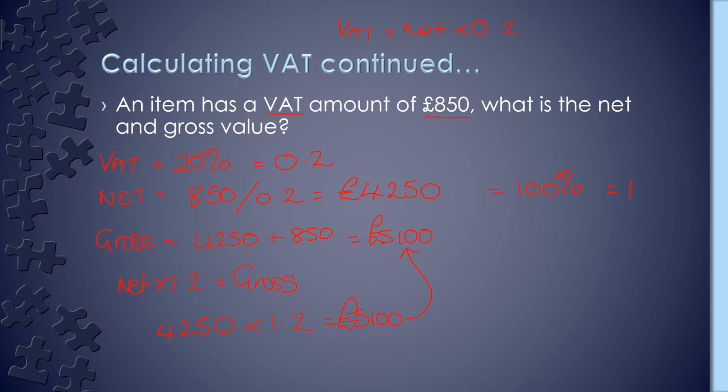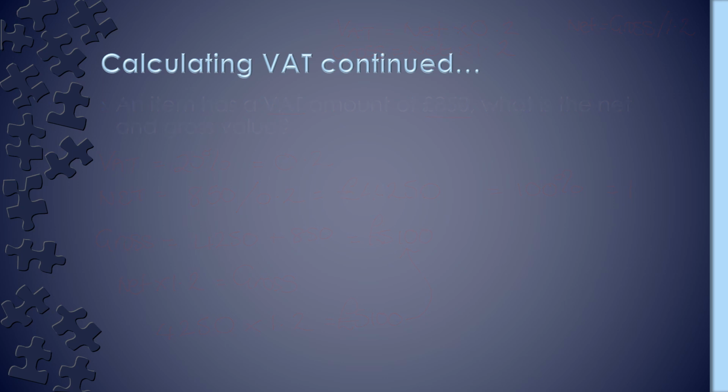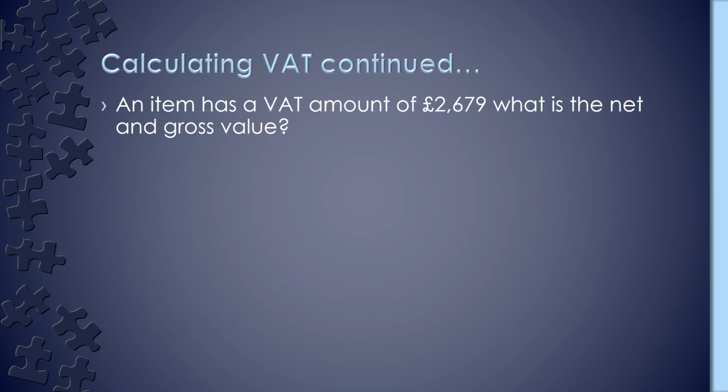So you've got your VAT equals net times 0.2, and you've got gross equals net times 1.2, and then you can also do net equals your gross divided by 1.2. So they're kind of your general formulae there at the top that you can work in any which way you need to for the question. So let's just do these before we finish.